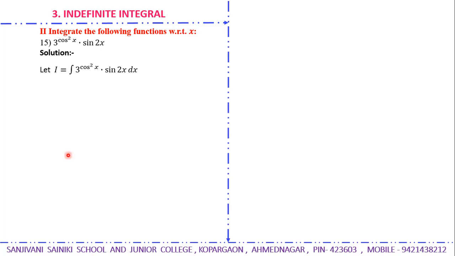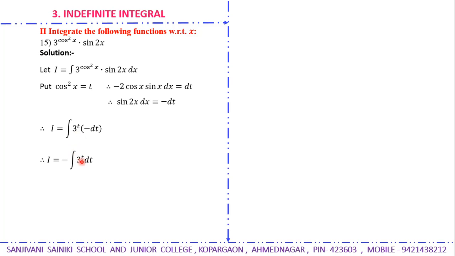Now 3 raised to cos square x into sin 2x. Here I have to use the substitution cos square x is equal to t. So its differential is minus 2 cos x sin x dx is dt, that is sin 2x dx is minus dt. So here also it is present, so it will be replaced by only minus dt, and you will get 3 raised to t. So its integral is 3 raised to t upon log of 3 plus c.